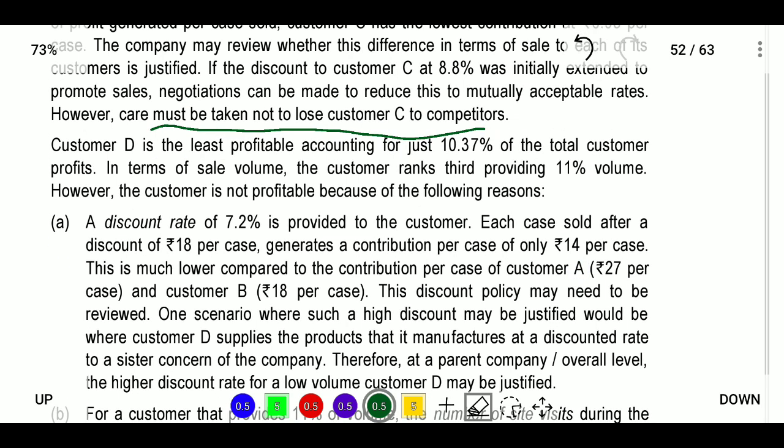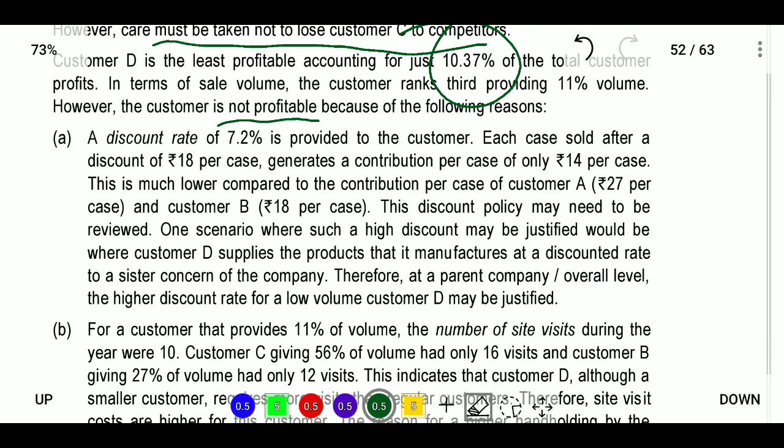Next, customer D is the least profitable. Even though customer A has less quantity, the least profitable customer is D. In terms of sale volume, the customer ranked third, but in profit ranked fourth. However, the customer is not profitable for the following reasons. He is getting a discount rate of 7.2 on each case sold, after discount 18 per case, and generates a contribution per case of only 14 rupees.